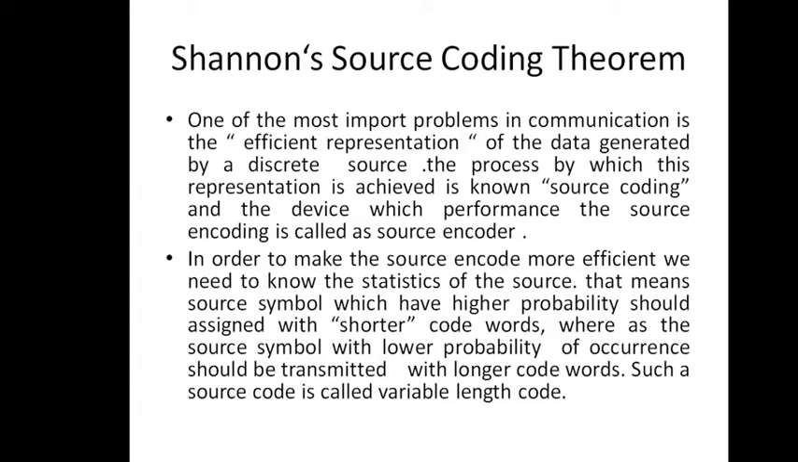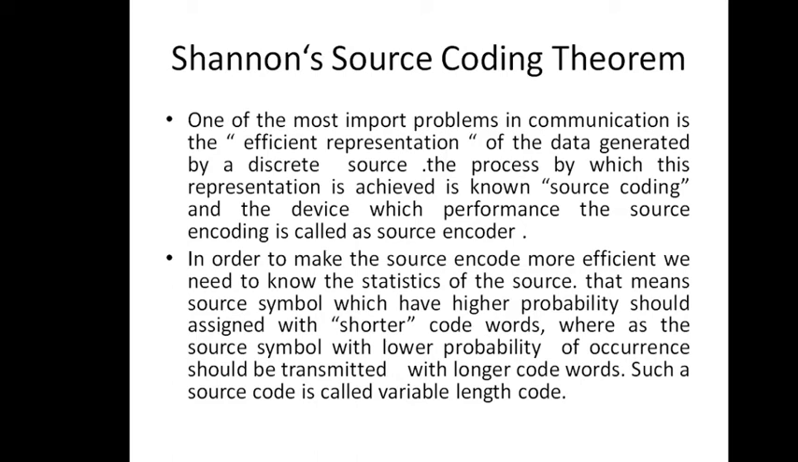So in this lecture we have two objectives. One is the efficient representation of data from a discrete source, and the second is how this efficient data representation can be made in binary form in an efficient way. Efficiency can be measured in terms of the coding efficiency. One of the most important problems in digital communication is the efficient representation of the data generated by the discrete memoryless source.